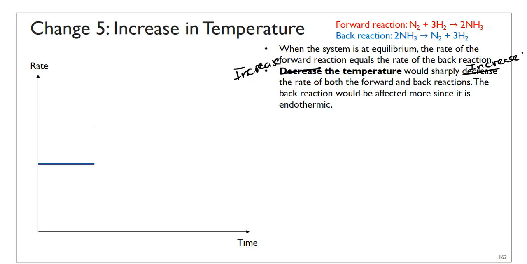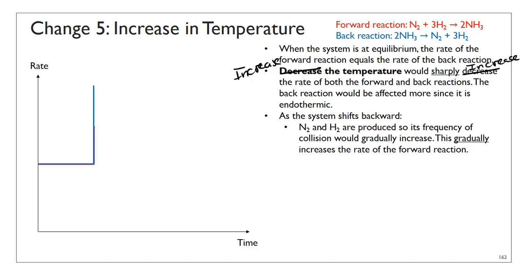However, the back reaction is going to benefit more from this change because the back reaction in this case is endothermic. So it normally requires temperature. It has to absorb heat anyway. So the rate of the back reaction is going to increase more as a response to this increase in temperature. So the forward reaction goes up like that, but let's say the back reaction has its rate go up even more.